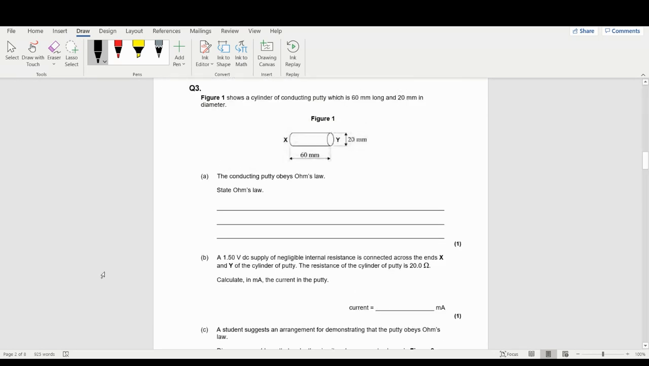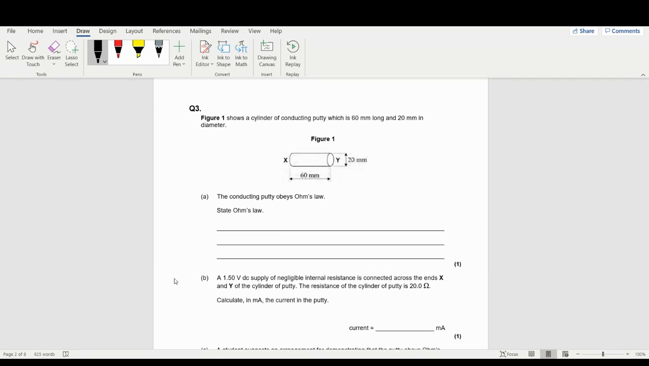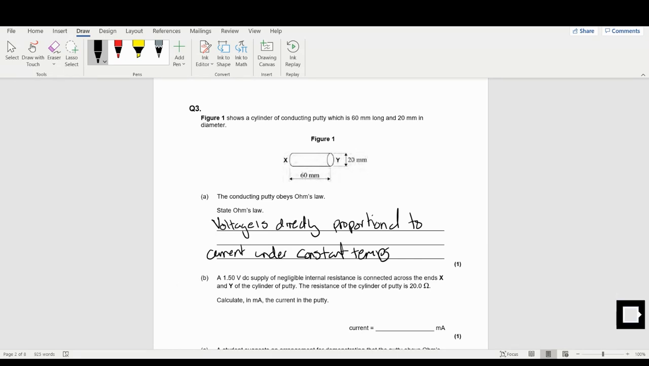So here, Ohm's law. Ohm's law states that the voltage is directly proportional to current under constant temperatures. So this is one of those questions that they love asking, because what they do here is they like the part where the temperature remains constant.